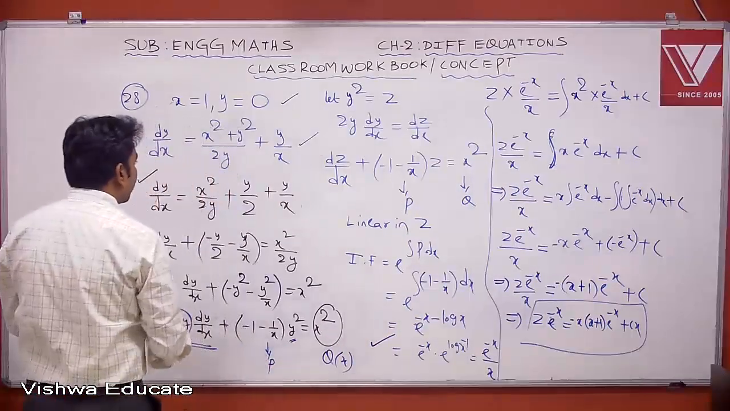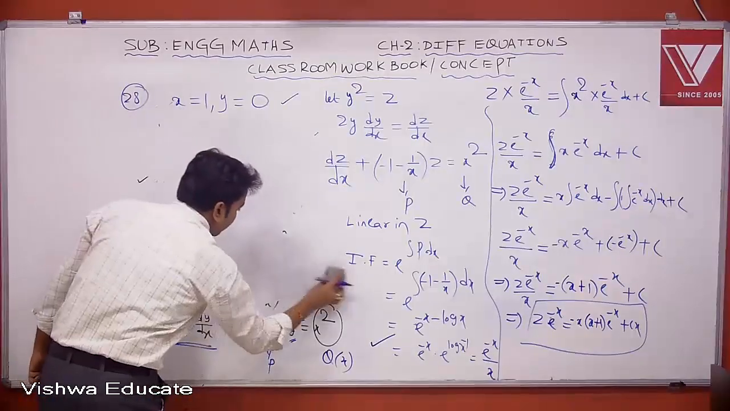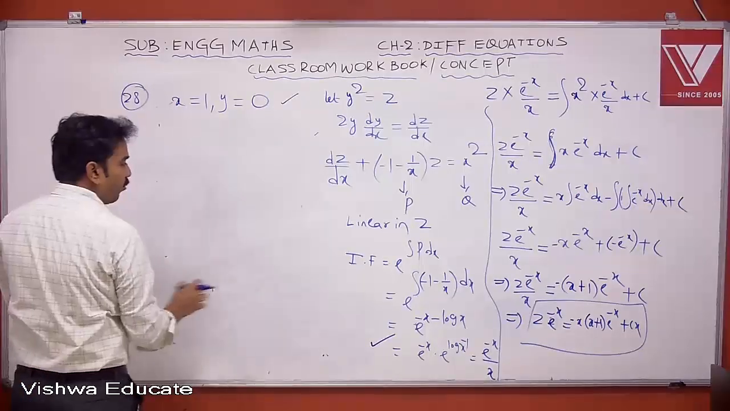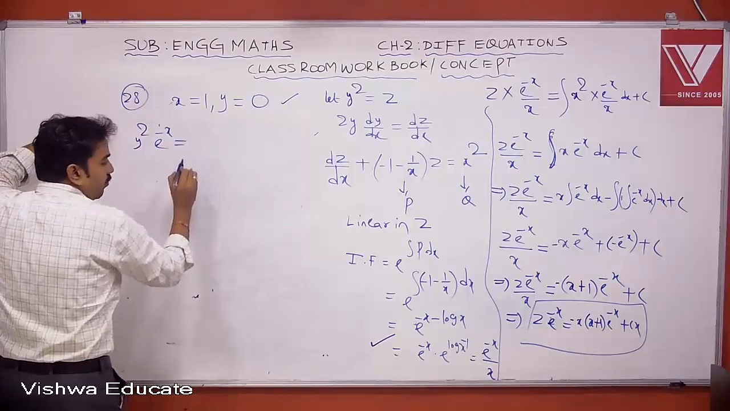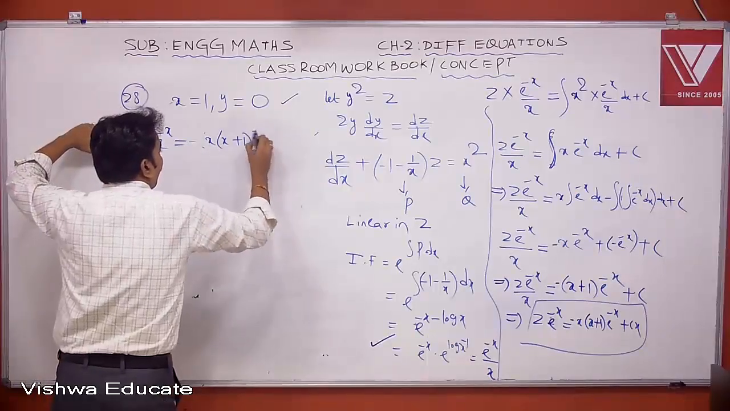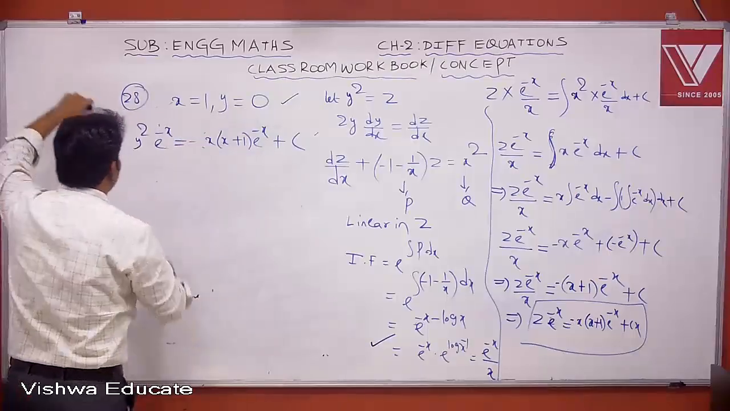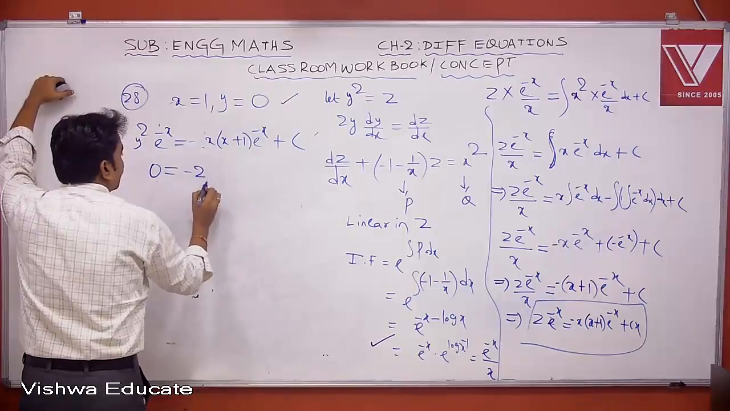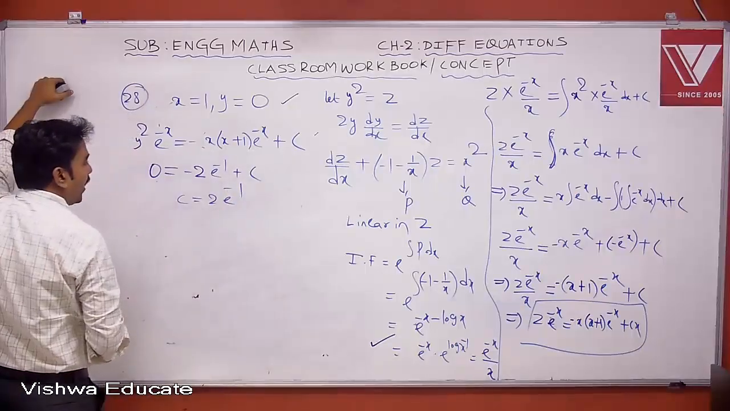Now let us try to work this out. So here, what is my z? Z is y square. So y square into e power minus x equal to minus x into x plus 1 into e power minus x plus c. Now what is my boundary condition? X value 1, y value 0. So this becomes minus 2 into e power minus 1 plus c. So c equal to 2 times e power minus 1.